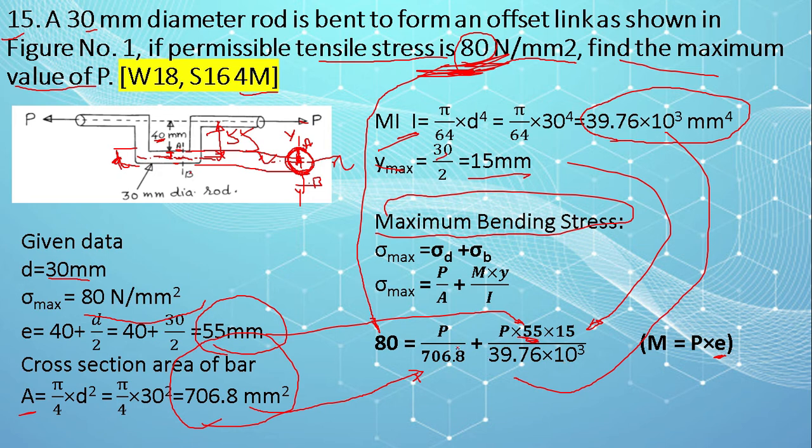So after solving this equation we get P is equal to 3610.1 Newton. This is the maximum value of force that can be applied to this bar, so that this bar doesn't exceed this value of maximum allowable stress.